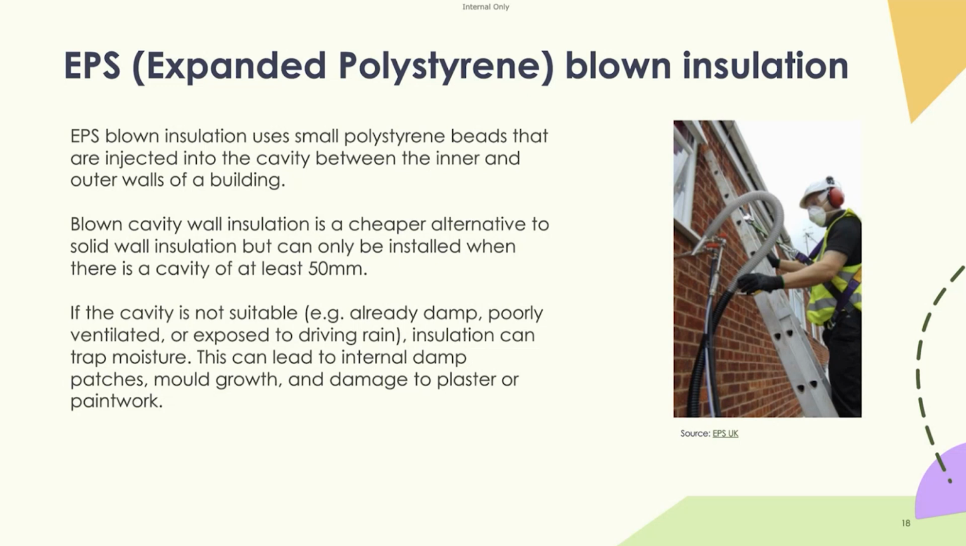Blown cavity wall insulation is a cheaper alternative to that of solid wall insulation, but can only be installed when there is a cavity of at least 50 millimeters. It can be used on smaller cavities, but in terms of cost effectiveness, a cavity of at least 50 mil is recommended by most manufacturers. If the cavity is not suitable, so it's already damp or poorly ventilated or exposed to driving rain, insulation can trap moisture. So again, it's really important to do a survey and ensure that the products can be used on this particular wall construction. And if there are any repairs that are required, that they're done before this product is installed.